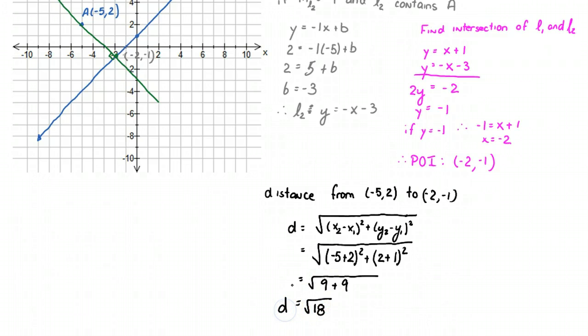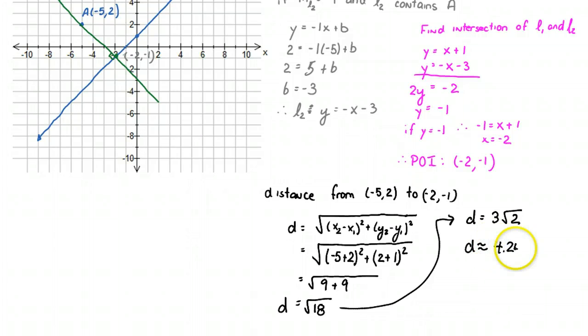And there's our distance. Now, you could leave it like this, or you could write it as a mixed radical. So you could write this as 3 root 2, or you could say d is approximately equal to, and you can get your calculator out, and you get approximately 4.243. That's approximate. Again, any of these answers are acceptable. If there's no reason to write it as an approximation, just leave it as a radical, which is a number under a square root sign. I hope that helped.